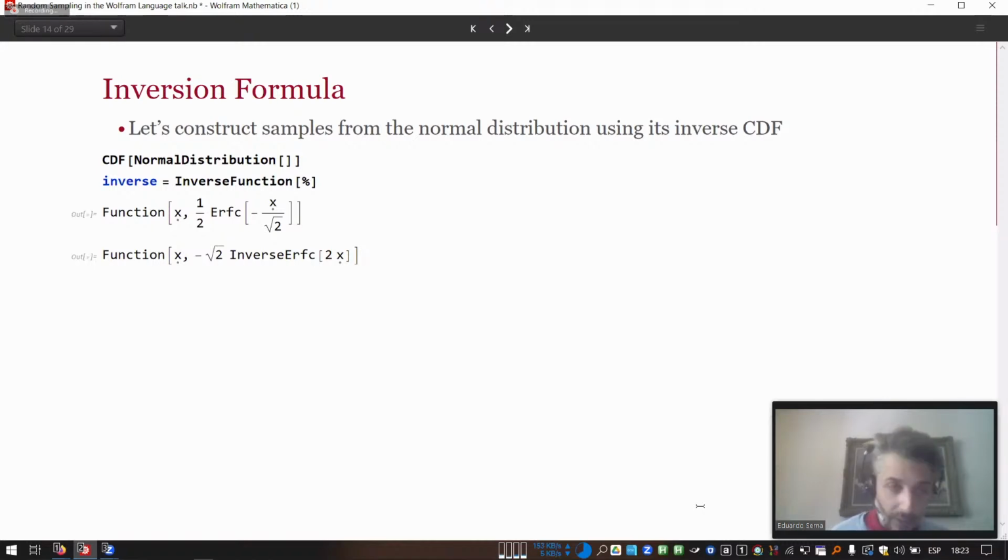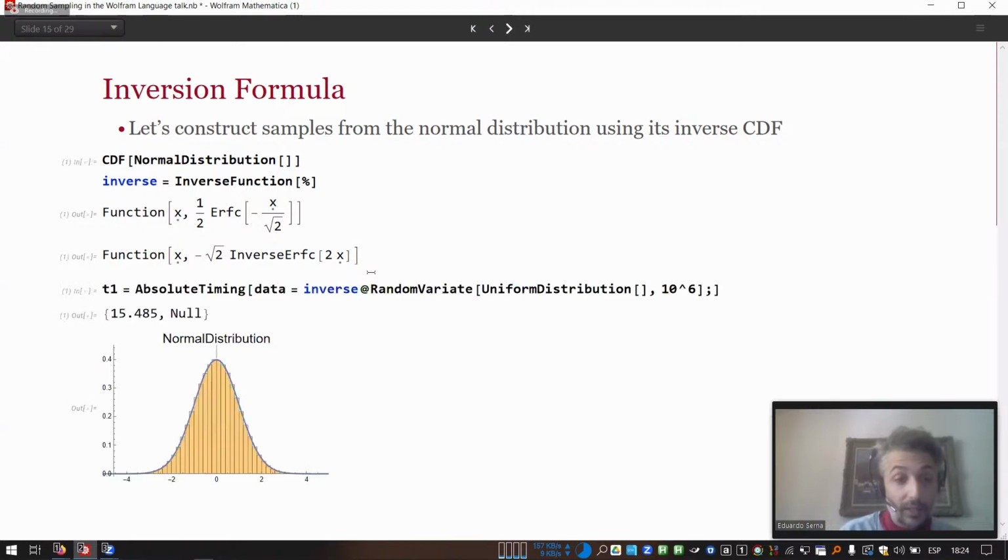So let's construct samples from the normal distribution using its inverse CDF. The CDF of the normal distribution is called the ERF function, and it's essentially the integral of its PDF, and its inverse function is the inverse ERF. And these are not elementary special functions, and as such, they're much slower to compute than, say, the exponential.